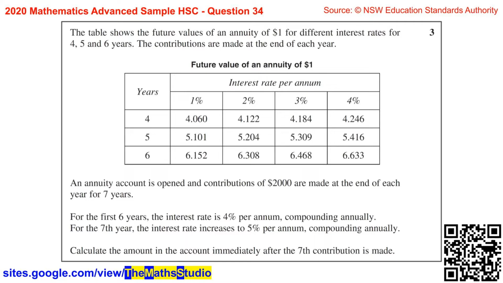For the first 6 years, the interest rate is 4% per annum compounded annually. For the 7th year, the interest rate increases to 5% per annum compounded annually. Calculate the amount in the account immediately after the 7th contribution is made.